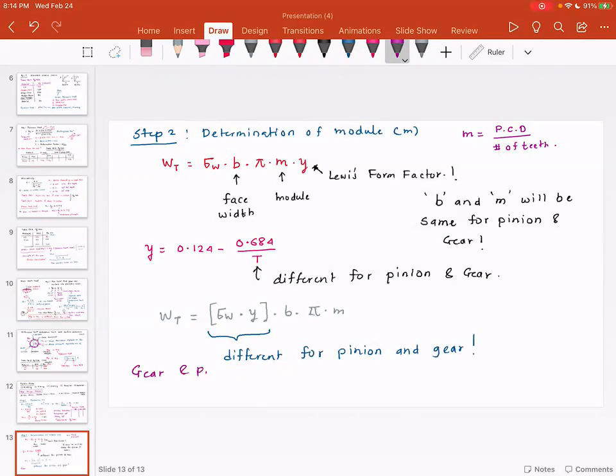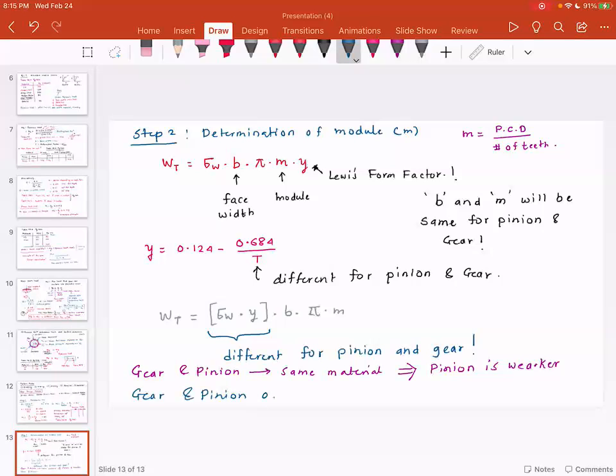Now assume the case that the gear and pinion are of the same material. In that case, pinion is always weaker. So we can design the pinion, because we always design the weakest element. We always design the weakest link. So pinion is weaker.